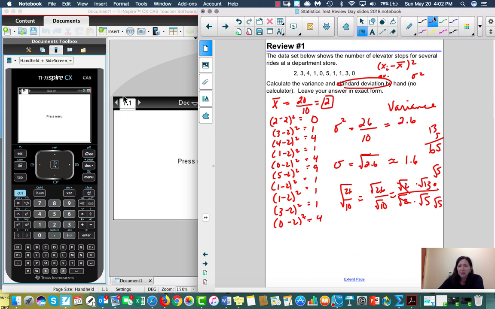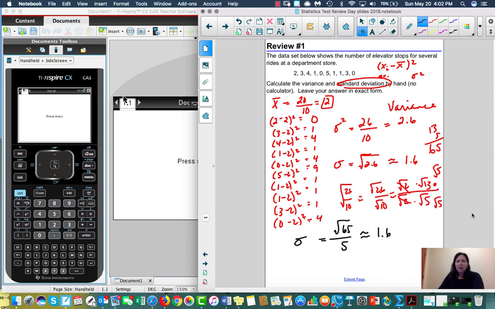Which is square root of 65 over 5. And again, this is my standard deviation in exact form, but approximately it's 1.6.